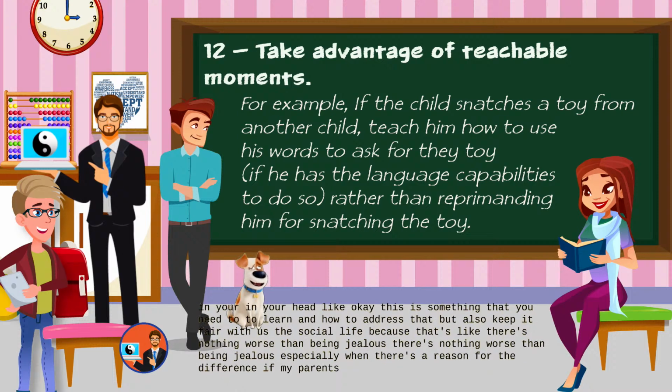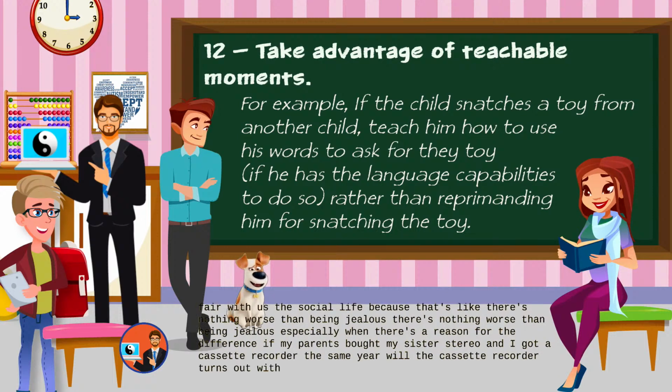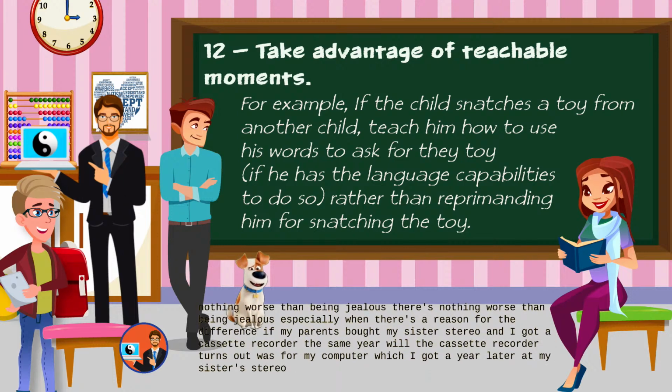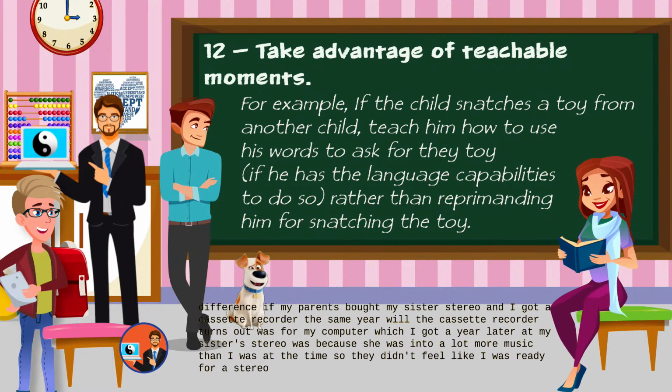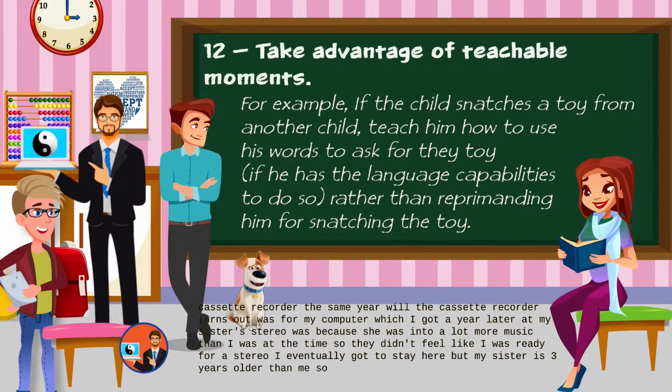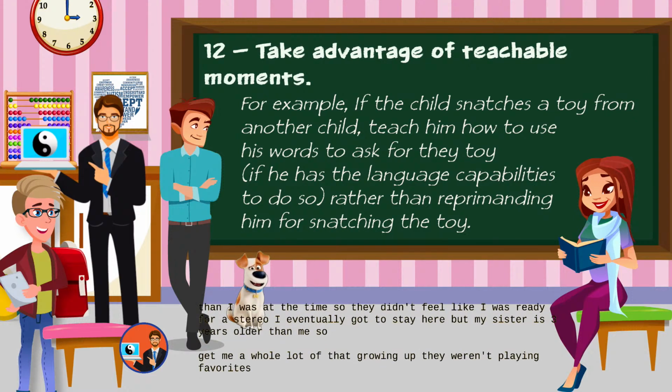There's nothing worse than being jealous, especially when there's a reason for the difference. Like my parents bought my sister a stereo, and I got a cassette recorder the same year. Well, the cassette recorder, turns out, was for my computer, which I got a year later. And my sister's stereo was because she was into a lot more music than I was at the time. So they didn't feel like I was ready for a stereo. I eventually got a stereo, but my sister's 3 years older than me. So that kind of needed explanation, and they didn't really give me a whole lot of that growing up. They weren't playing favorites with that. It just happens.